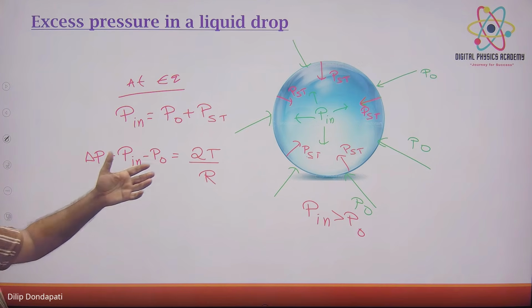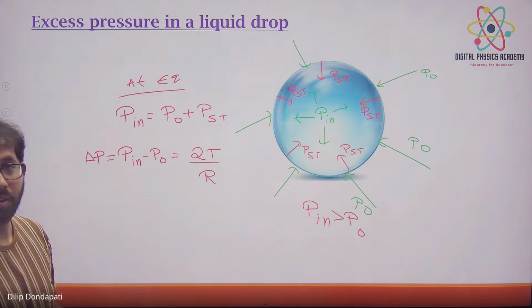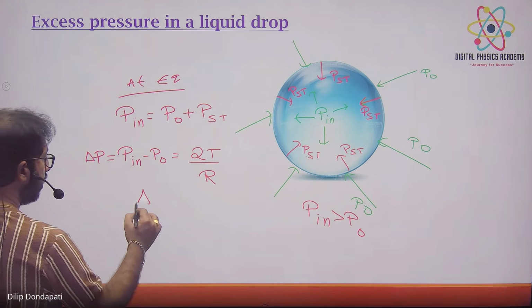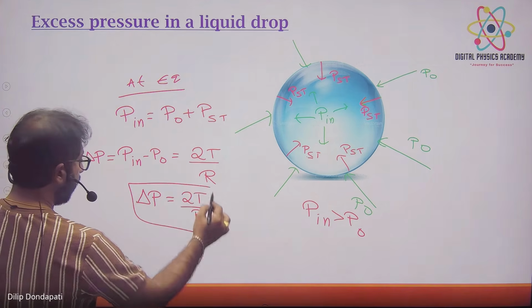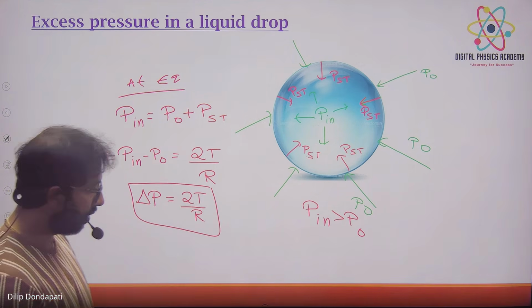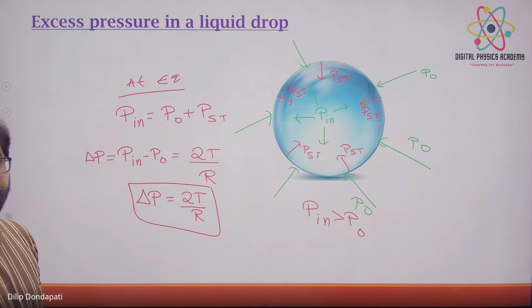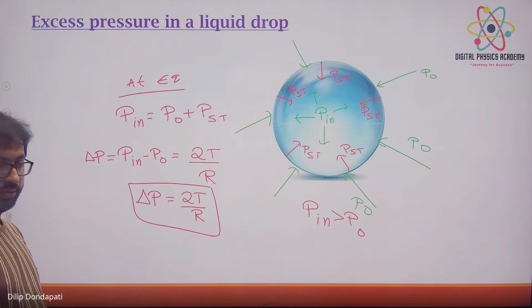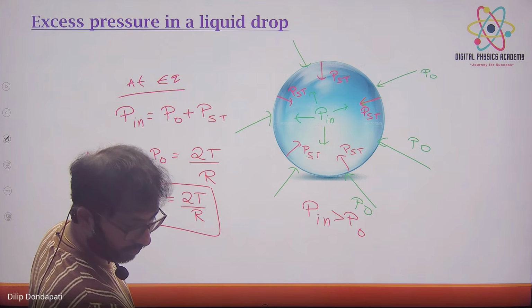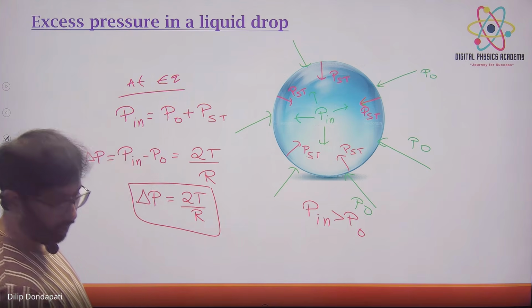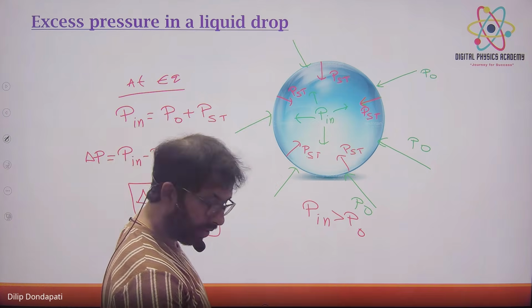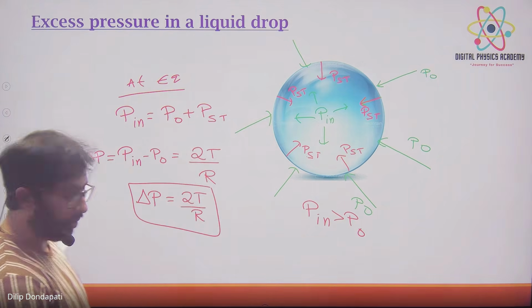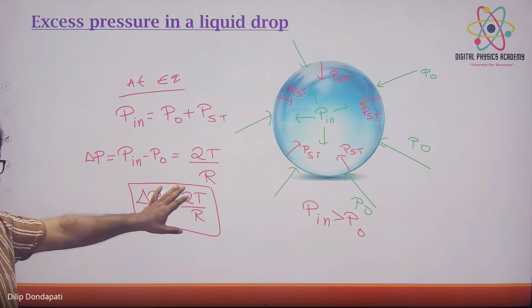Excess pressure कितना ज्यादा pressure है? That is 2T by R always. This is the formula you have to learn. Delta P, change in pressure, is always equal to 2T by R. Okay, so excess pressure inside this is 2T by R.